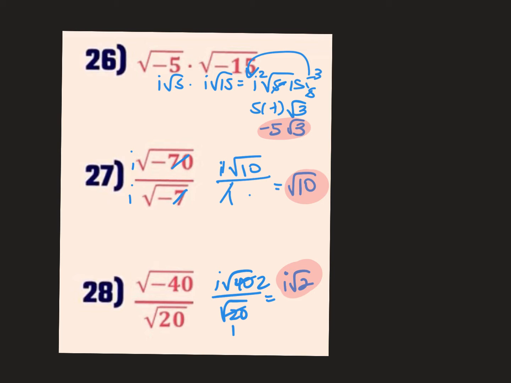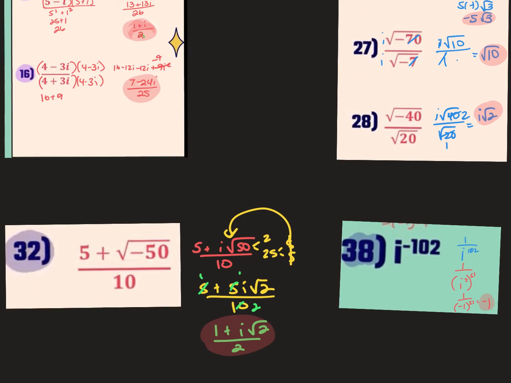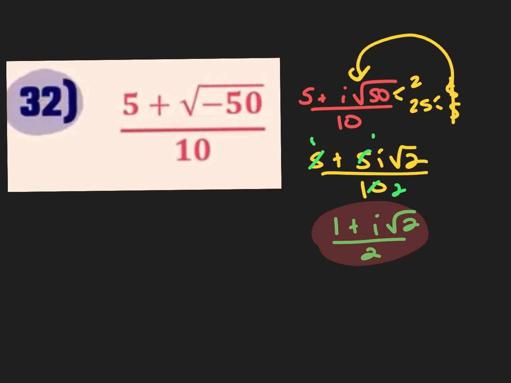Questions on those? 32, take out the i. Simplify square root 50 to 5 root 2, and then 5 goes into all 3 of those, making it 1 plus i root 2 over 2. Don't forget the 1, like people tend to cancel through the 5 and it goes completely away. That's not right. It's got to be 1.